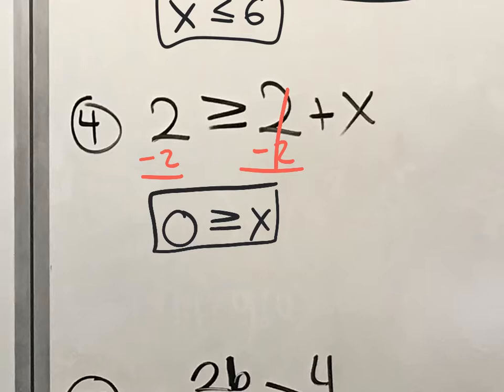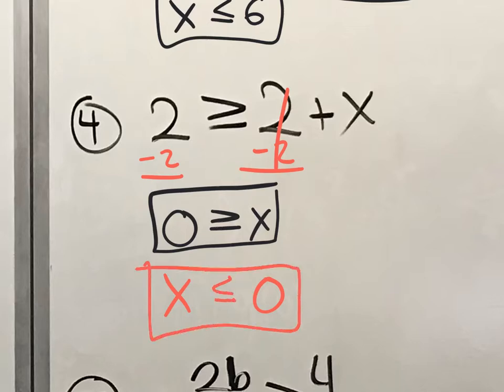Now that's my answer. However, I like to see my x on my left side and my number on my right side. So that's what I'm going to do. I'm going to write the x over here, the 0 over here, and the inequality has to also flip. If I took this 0 and this x and switched them, then this also has to switch when I write it down here. In other words, if it opened up to the 0, it has to continue opening up to the 0. So let's open up to the 0, and it's an or equal to. So there's our answer.